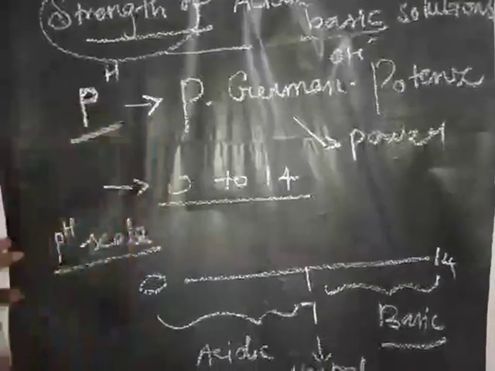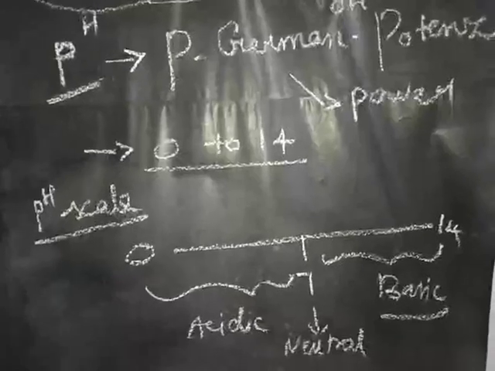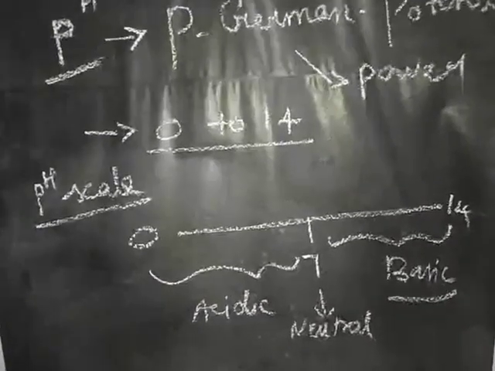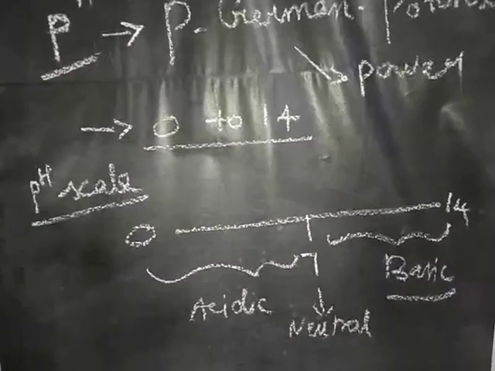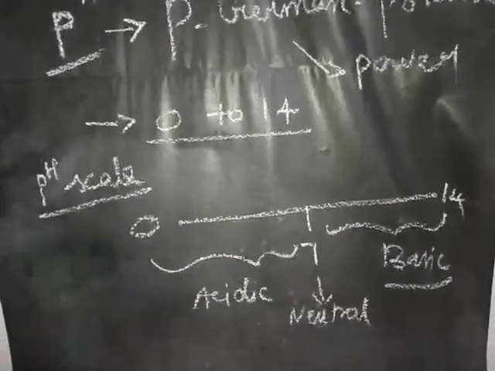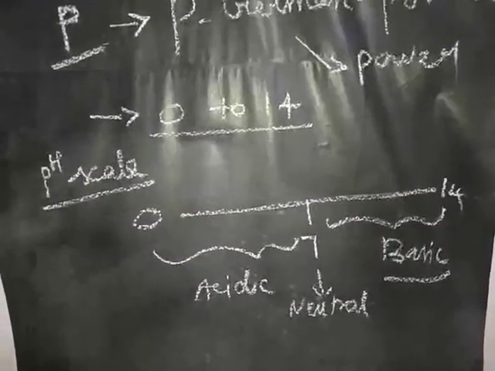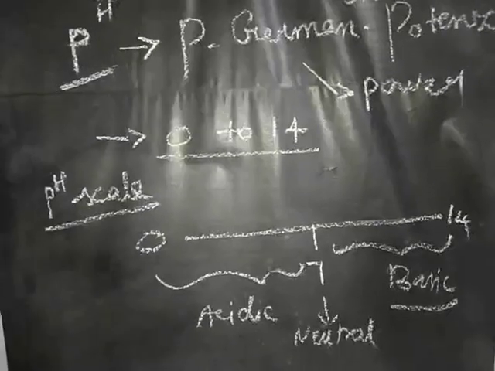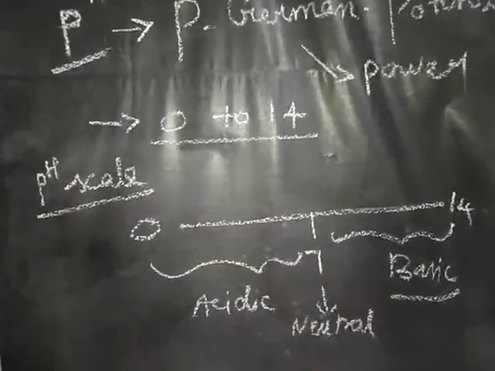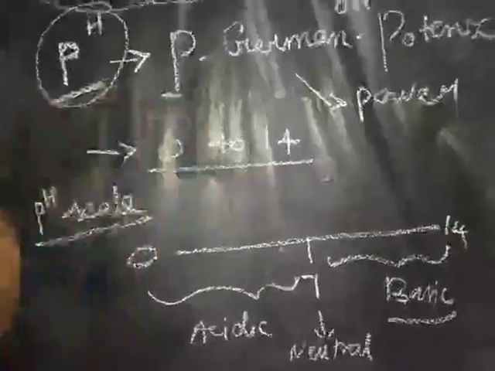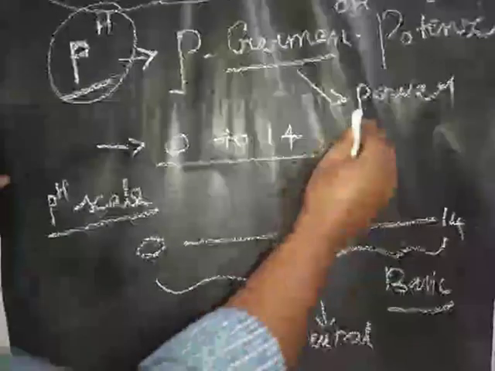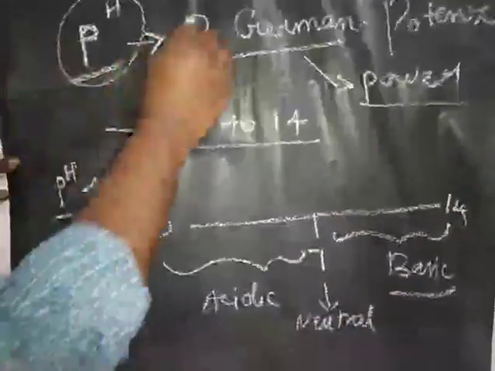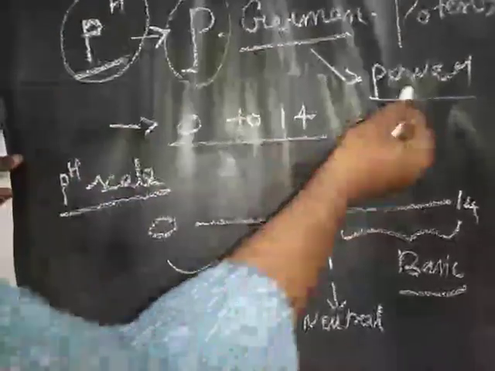So what is meant by pH? A pH scale is nothing but the measuring of hydrogen ion concentration in a solution. With the help of the pH scale, we can identify the strength of the H plus ion in a given solution. In pH, the P stands for potenz in the German language. Potenz means power.